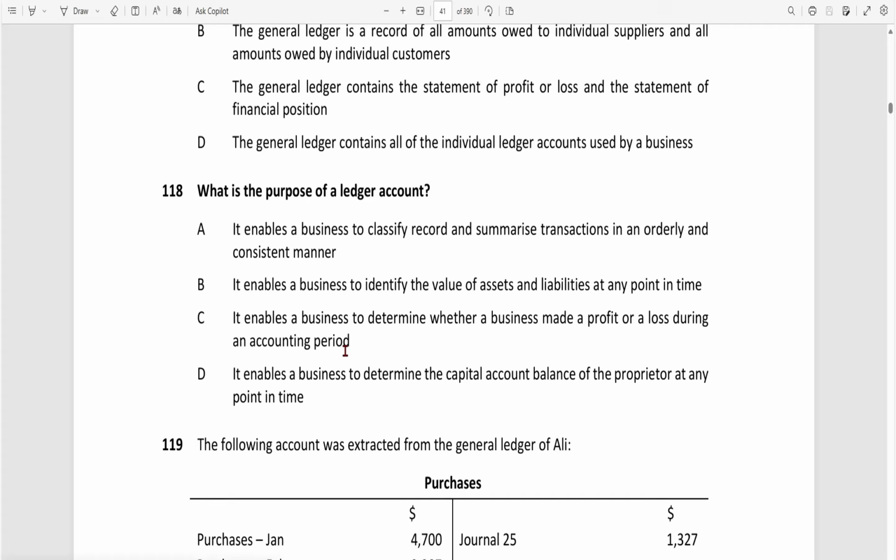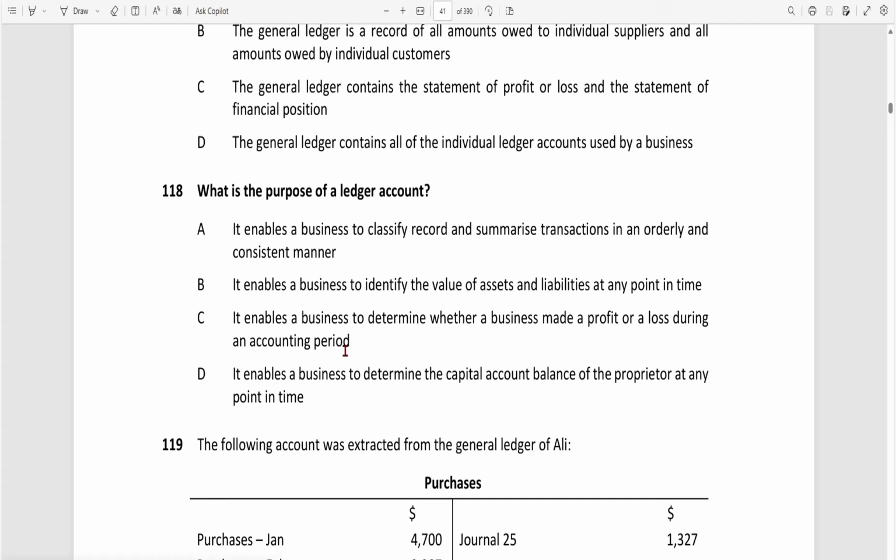Why are the others not correct? Option B says it enables a business to identify the value of assets and liabilities at any point of time. This is not correct. Why? Because a ledger account contains information on assets and liabilities, but its purpose is much broader, focusing on classifying and summarizing all types of transactions, not just identifying asset and liability values. So this is incorrect.